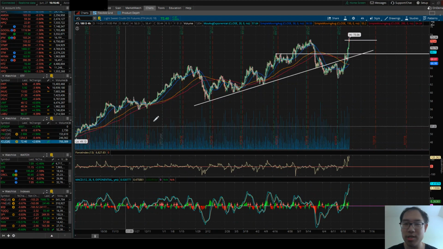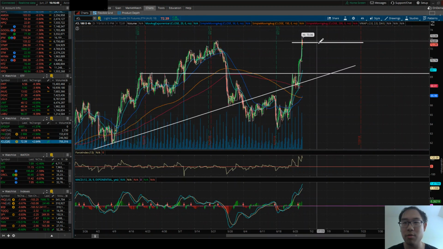Looking at /CL, tracking crude oil futures, we see crude oil breaking through the 180-day resistance, right? Which was situated at 72.64, and 73.06 was where we ended.